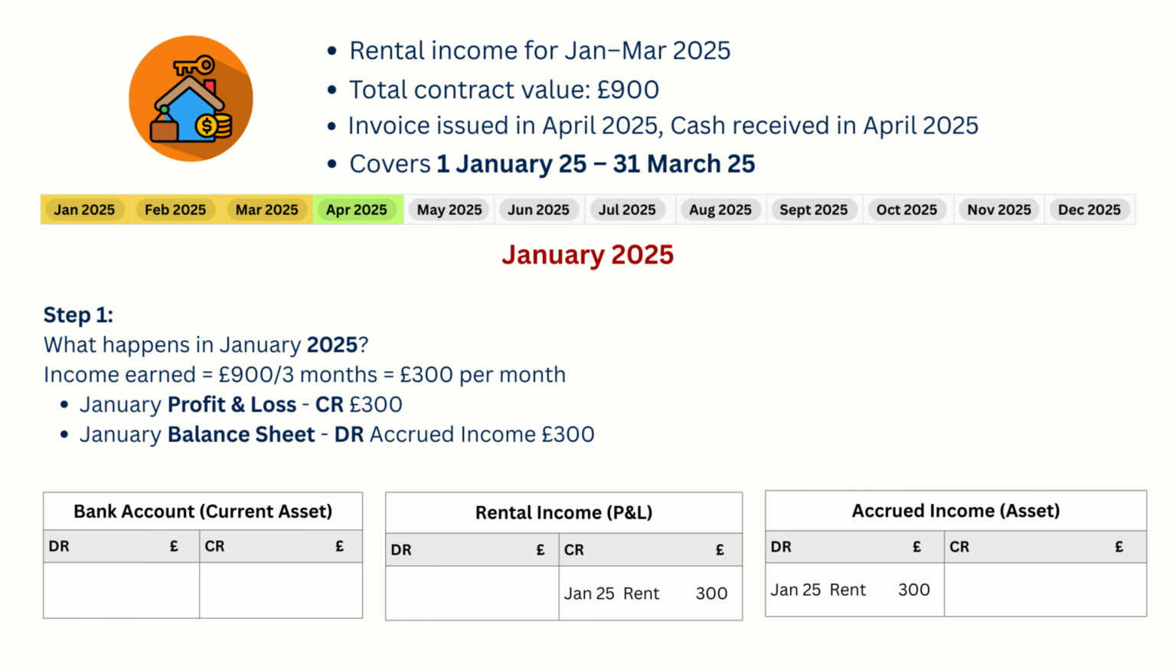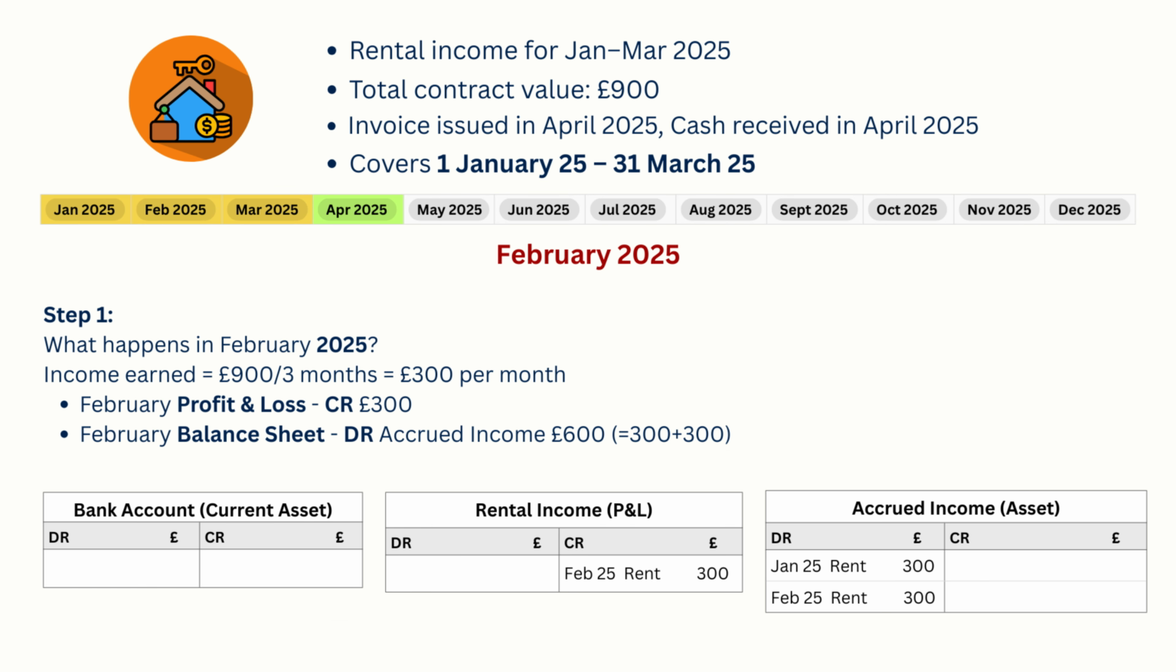During January, the business earns £300 of rental income. At this point, no invoice has been issued and no cash has been received. But remember, profit is based on earning, not cash. So in January, the profit and loss account includes £300 income, and on the balance sheet, we show £300 as accrued income. That accrued income represents income we've earned, but not yet been paid for.